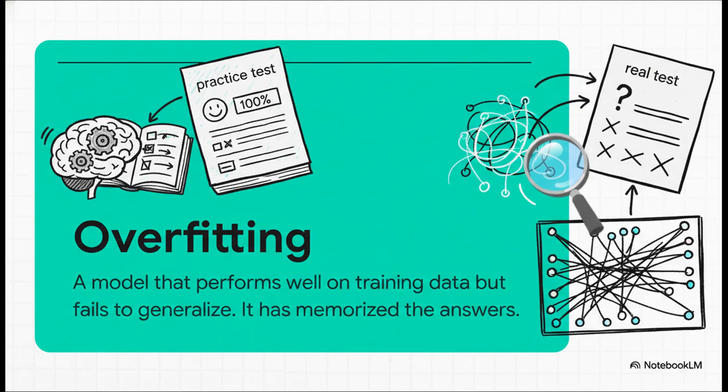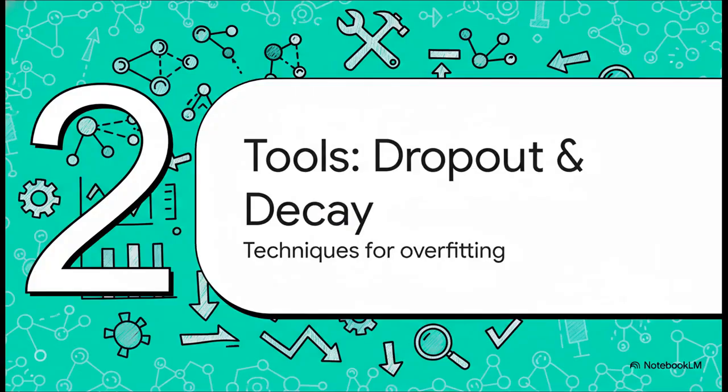The best way to think about it is like a student who crams for a test. They don't learn the concepts, they just memorize the exact answers to the practice questions. So yeah, they might get a perfect score on that practice test, but give them an exam with slightly different questions, and they're completely lost. Our AI is doing the exact same thing. It's memorizing, not learning. So, how do we get our model to actually learn the concepts instead of just memorizing? Let's introduce two really powerful tools for the job, Dropout and Weight Decay.